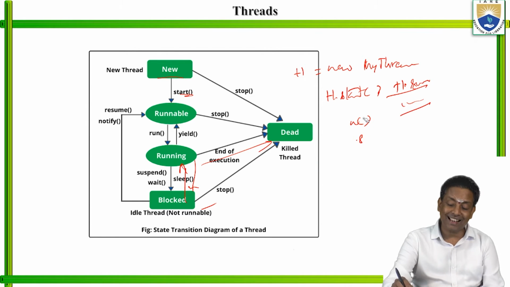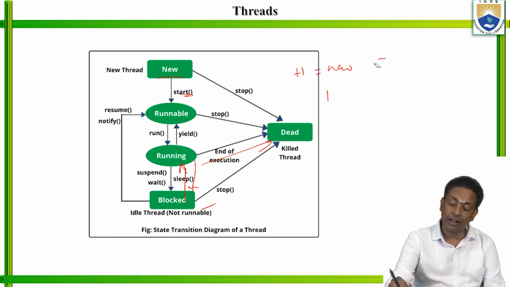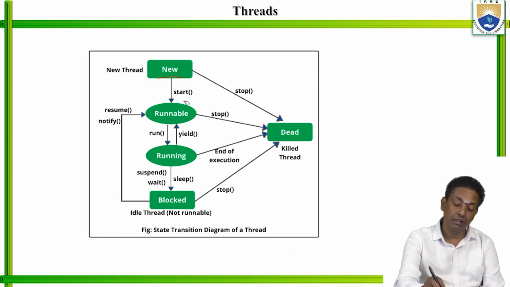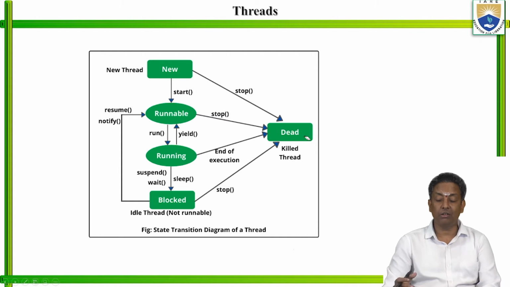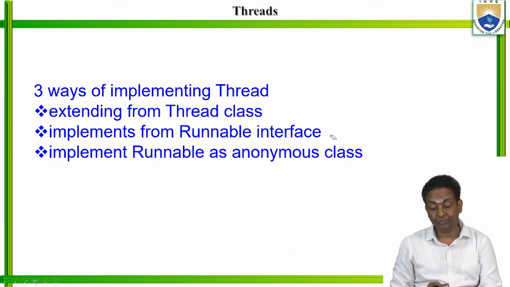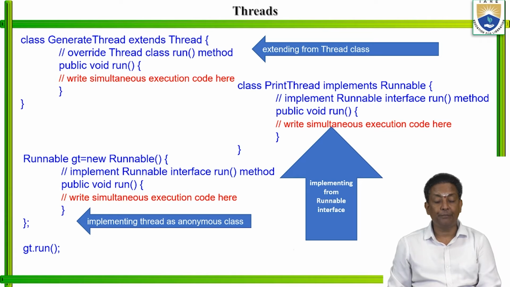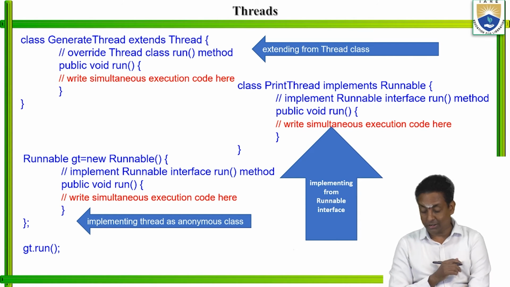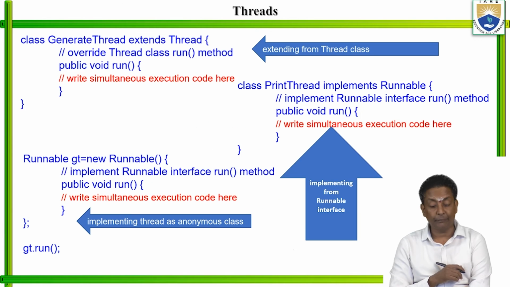But this diagram can be better explained if I complete at least one example. Otherwise we don't know how to create a thread, how to start a thread, what the run method is, what the runnable state is, all that we don't know. So anyway, this is example number 1.